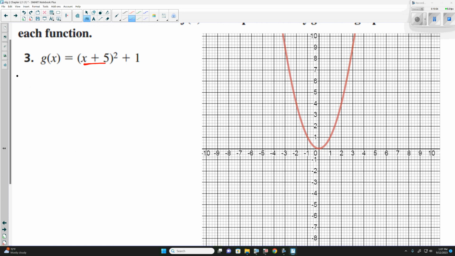So we have (x plus 5) squared plus 1. It would indeed be left 5 and up 1. Is the x plus 5 inside the parentheses? Opposite of what we think. It would move to the left, and then we'd move it up 1. Questions on this here?